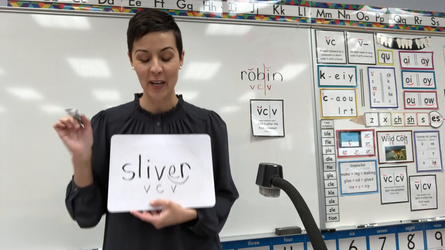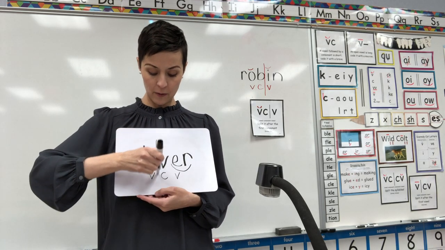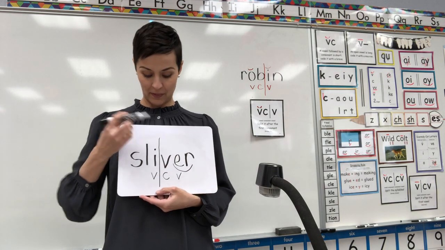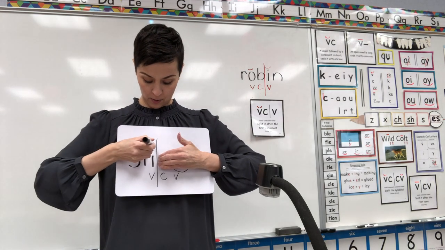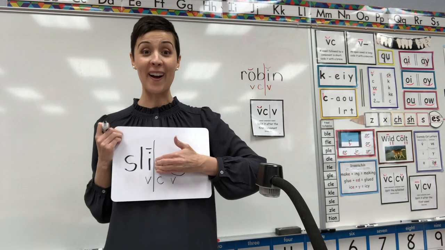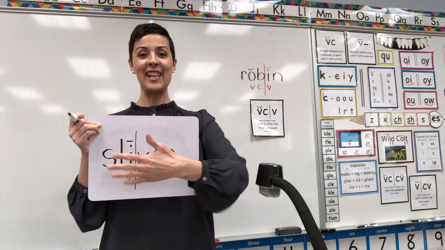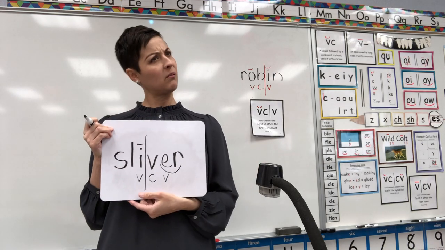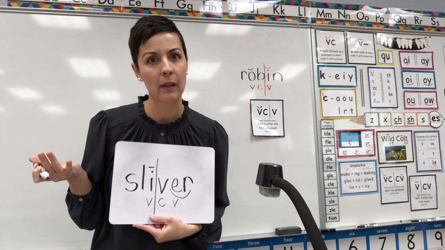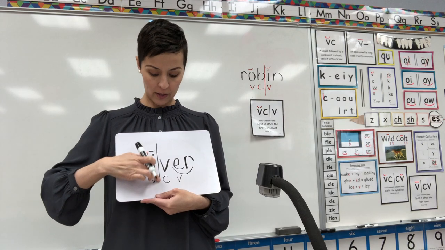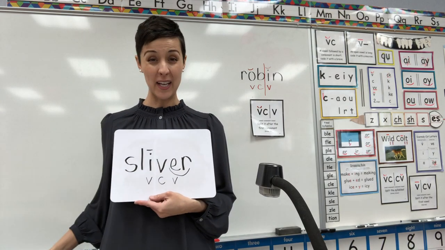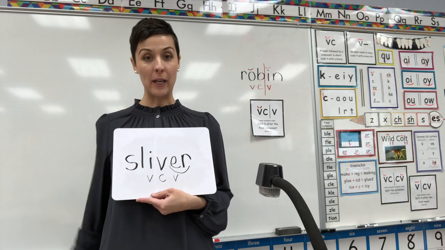Let's do this just for fun. If we split it after the first vowel, then it leaves an open vowel as long, code it with a macron, and it would say sliver, sliver. Wait, what's a sliver? Well, we don't know because it's not a real word. So can you very carefully erase that line? And erase the macron.